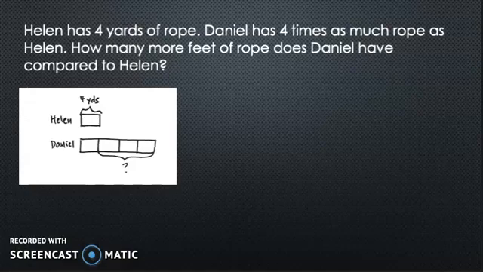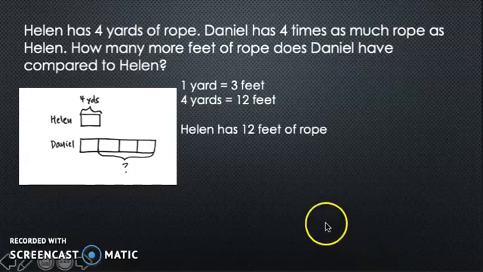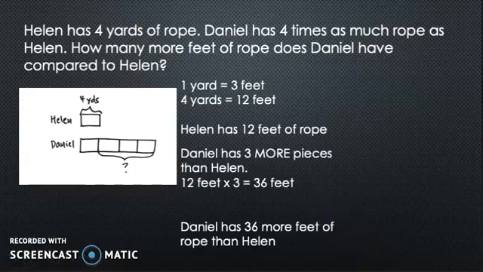So when I started this problem, I remembered that I needed to find Daniel's rope in feet, and 1 yard equals 3 feet. So 4 yards will equal 12 feet. This is the length in feet of Helen's rope. Daniel has 3 more pieces than Helen. Can you see the 3 pieces in the way I drew on my tape diagram? So I multiplied 12 feet times 3 to get 36 feet. Daniel has 36 more feet of rope than Helen does.